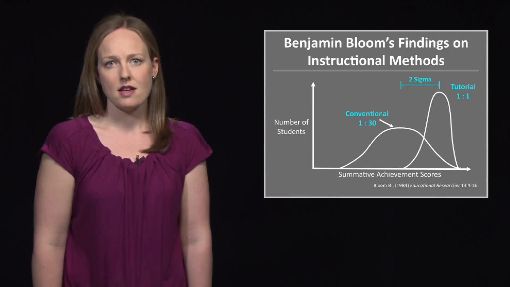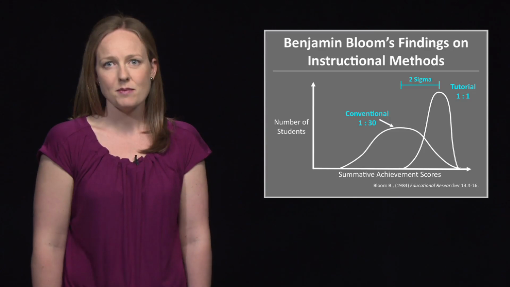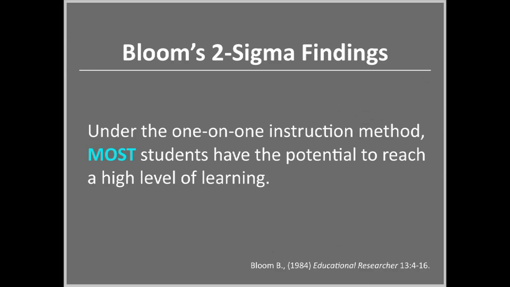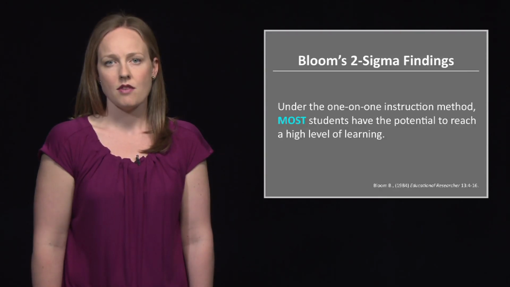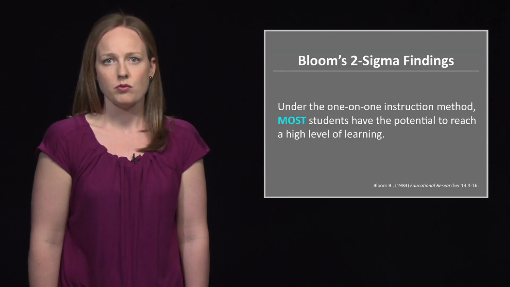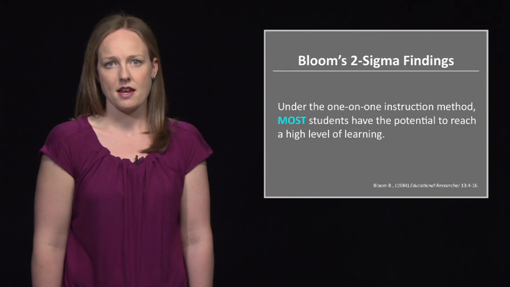Even more astounding is that the average student in the one-on-one learning group performed above 98% of the students in the conventional learning group. The most striking result of Bloom's data is that most students have the potential to reach a high level of learning when they learn in a one-on-one instruction method. Bloom then focused his attention on finding other strategies that could mimic the striking 2 sigma effect of one-on-one teaching for group instruction settings. Now we'll have a brainstorming session on why one-on-one teaching is so effective.